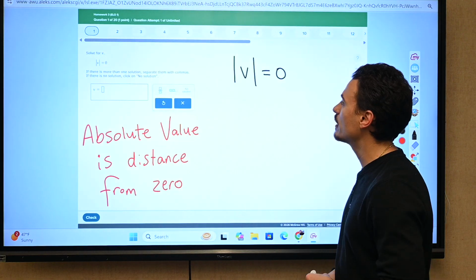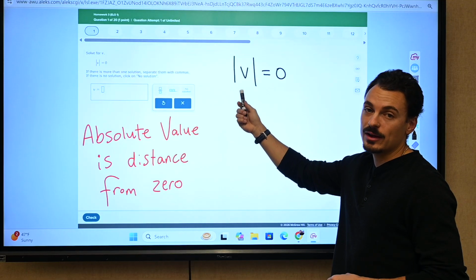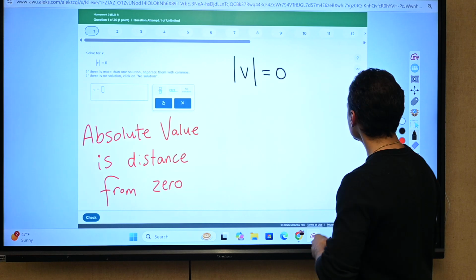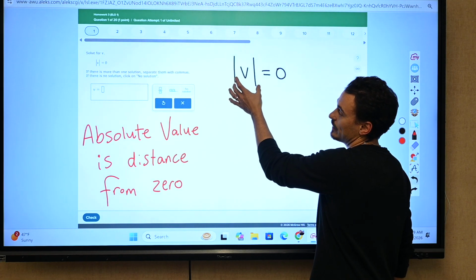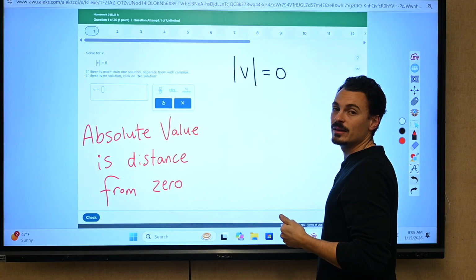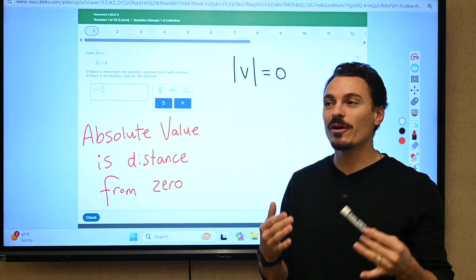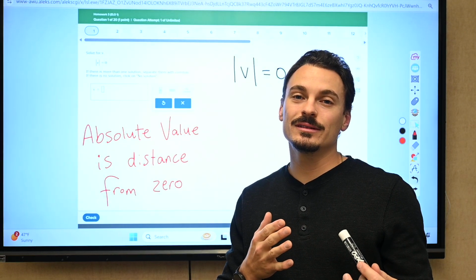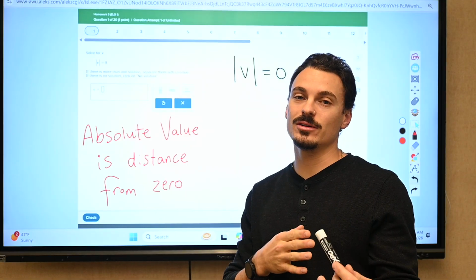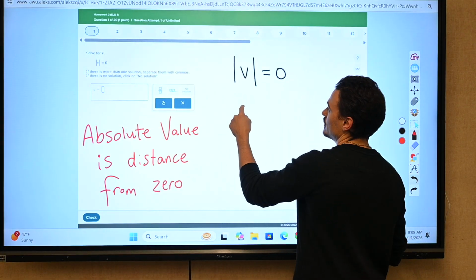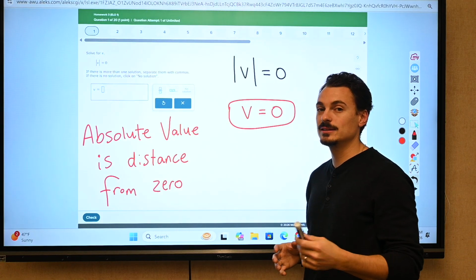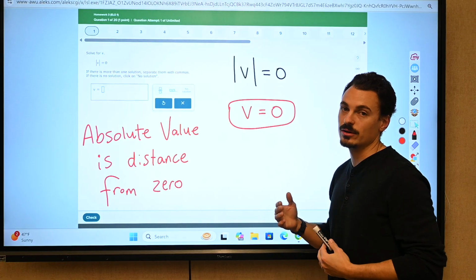If I'm talking about a question that has a variable inside the absolute value, and it says it equals something, that's how far away I am from 0. So this question is saying that the absolute value is equal to 0. So my distance from 0 is literally 0. How far away is 0 from 0? Well, that would be 0. So 0 is 0 away from 0. So this right here would just be v equals 0. A lot of people are getting stumped on this one.